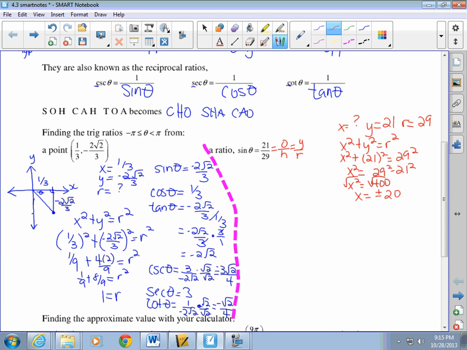Because it didn't give me a specific point like the first one did, I have to plot both of my, or sketch both of my possibilities. So if this is my Cartesian coordinate plane here, my one coordinate could be at negative 20, 29, sorry, 21 I mean, that's my y.